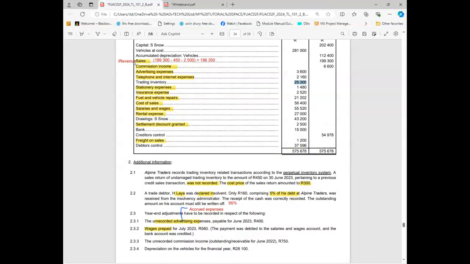If you have got any accrued income, you add it. So accrued income is added. If you've got any prepaid expenses, you add them.